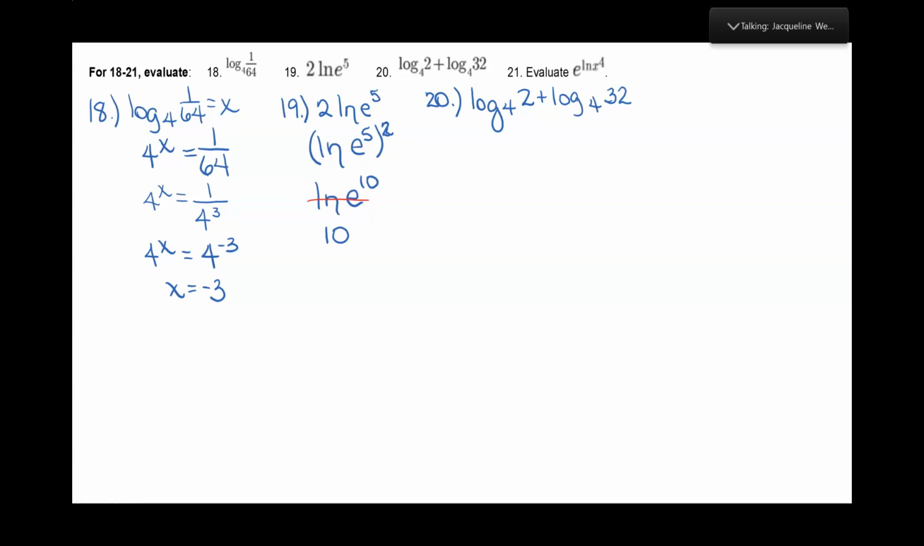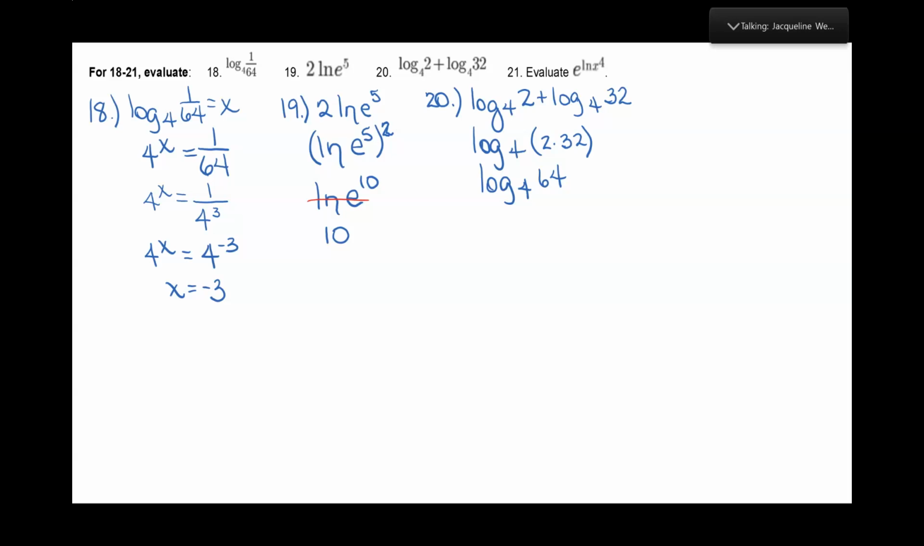All right, for the next one, they give me 2 logs and they ask me to simplify it. So if I have 2 logs that are being added, how can I simplify that? Combine them into one log that's being what? Multiplied, yes. So I'm going to combine them into one log that's being multiplied. All right, so now that's a whole lot easier to work with.